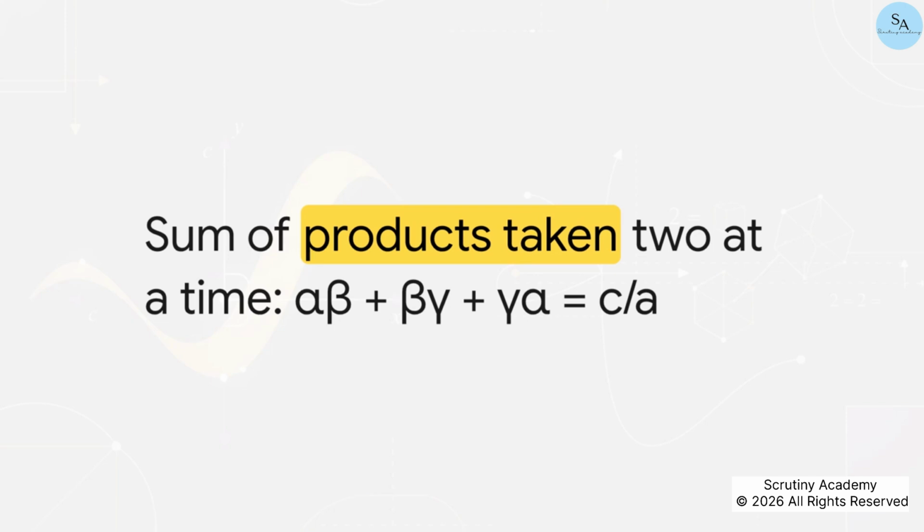But tucked right in the middle is our second rule. This is the sum of the products taken 2 at a time. I know it sounds like a mouthful, but think of it as just mixing and matching pairs, multiplying alpha and beta, beta and gamma, and gamma and alpha, and adding them all up.